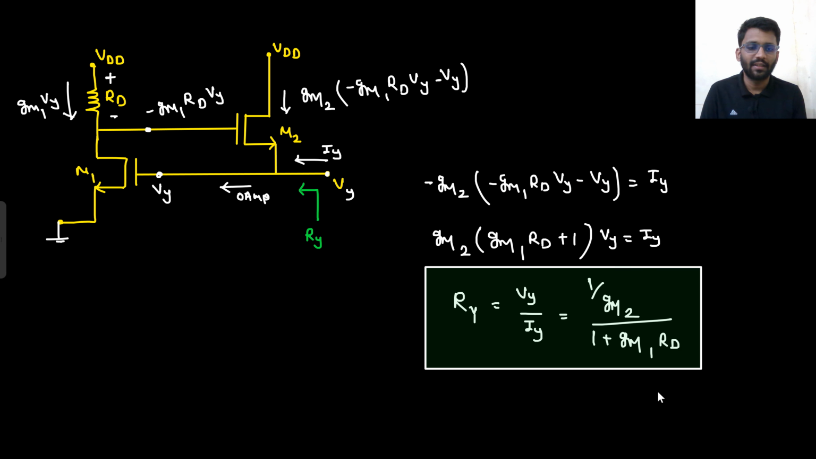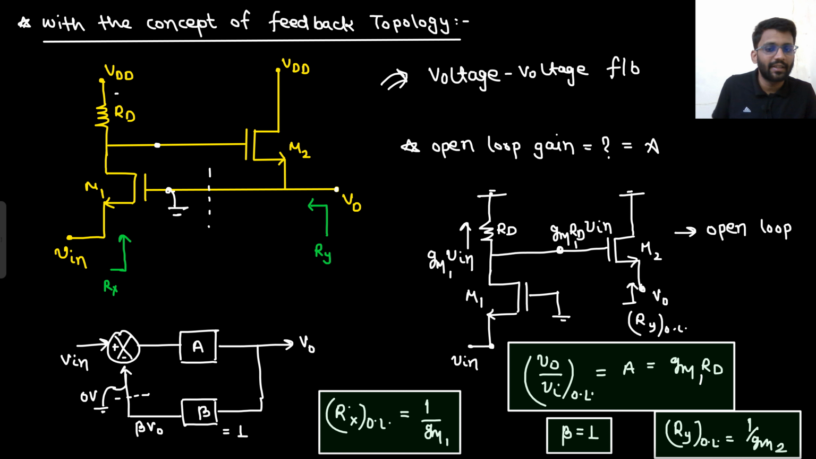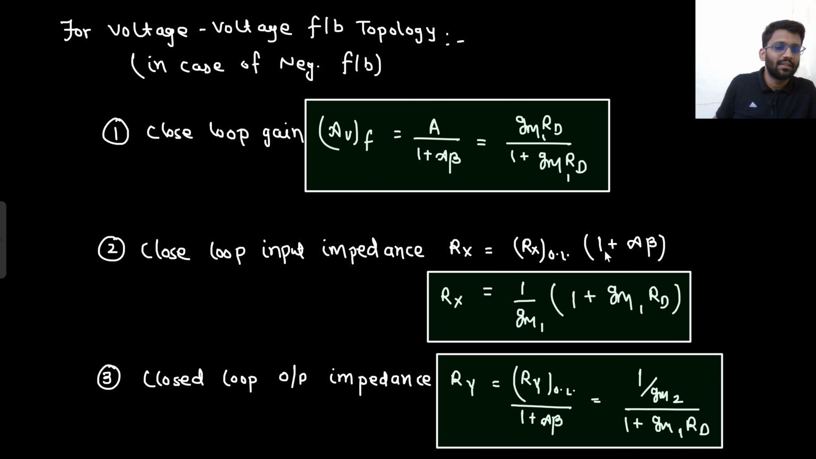And we got the same in the rigorous analysis as well, when we did the analysis without even thinking about the feedback. So here we did not think about the feedback, still we got the final answer because we have studied MOSFET amplifiers in a very good manner. Now we are going to study feedback topology in a very good manner. So now I can answer all these things without even using the MOS amplifier analysis, because I know the concept of feedback topology. My gain will be A upon 1 plus A beta. Rx will be 1 by Gm into 1 plus Gm1 RD, or Ry will be 1 by Gm2 upon 1 plus Gm1 RD.